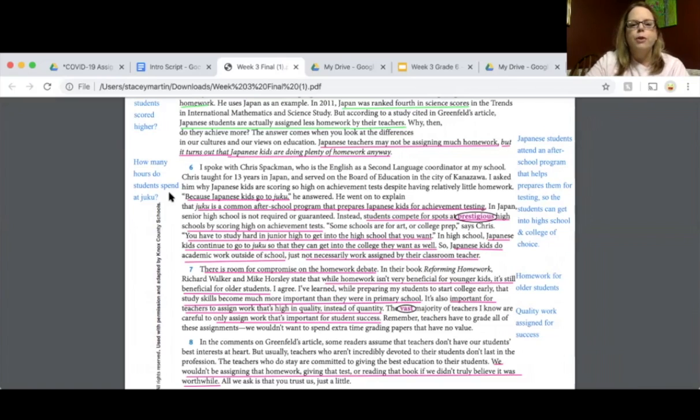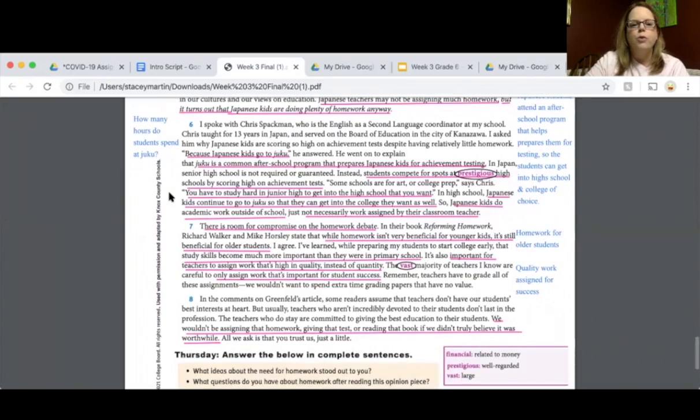There is room for compromise on the homework debate. In their book, Reforming Homework, Richard Walker and Mike Horsley state that while homework isn't very beneficial for younger kids, it's still beneficial for older students. I agree. I've learned while preparing my students to start college early that study skills become much more important than they were in primary school.